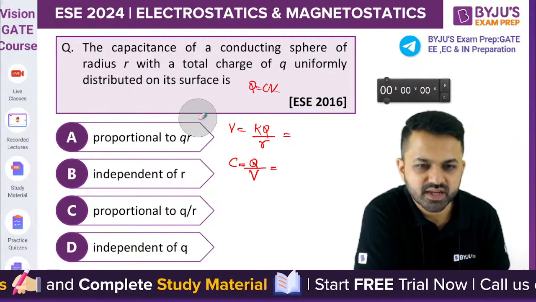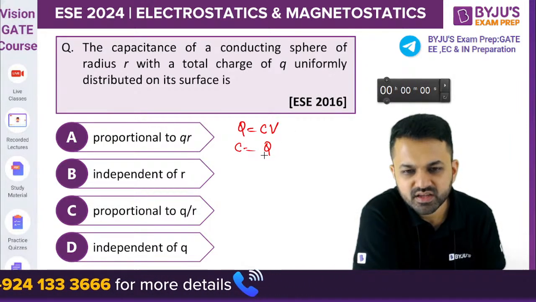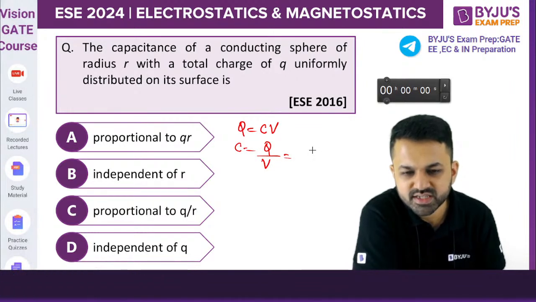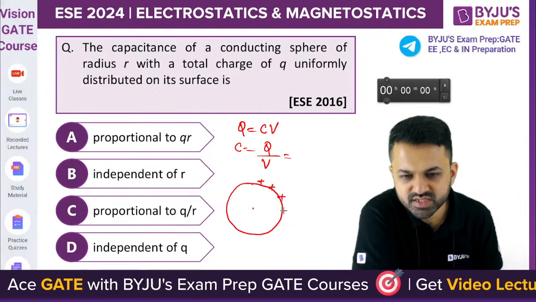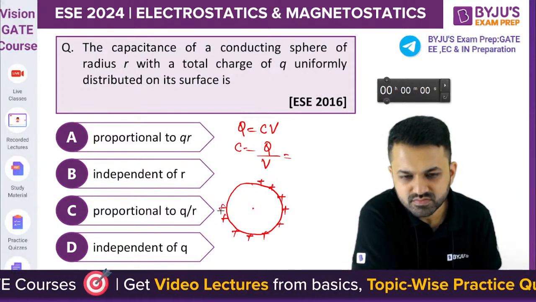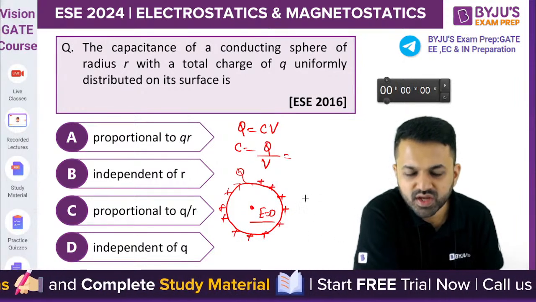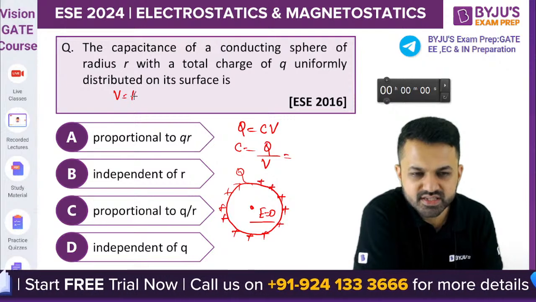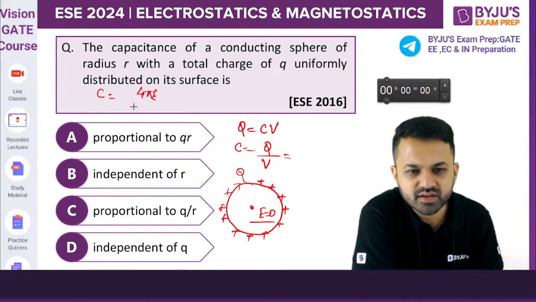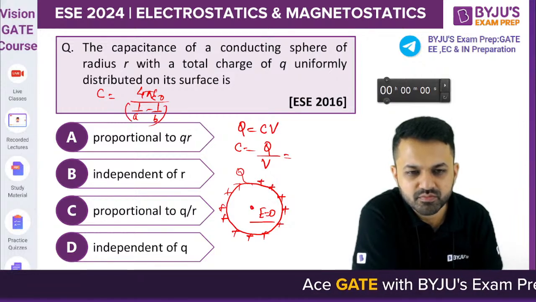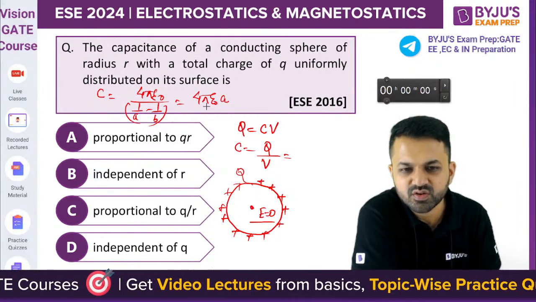Let me write again. Q equals CV. We want to write C, so Q upon V. The charges are on the conductor, so the electric field inside is zero and the voltage is constant, which is nothing but 1 upon 4 pi epsilon naught, times 1 upon A minus 1 upon B. Here B, the outer conductor, is at infinity, and then you get the isolated sphere.